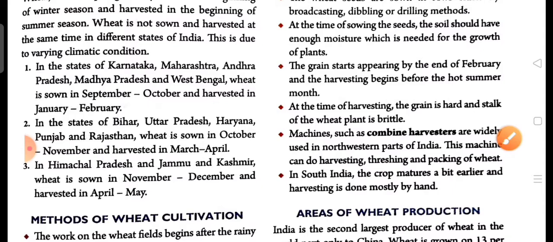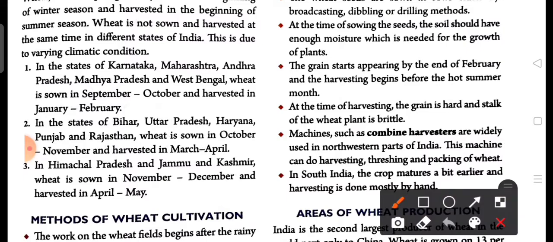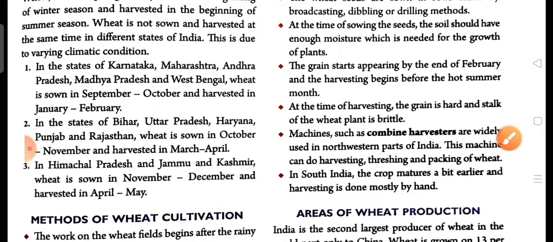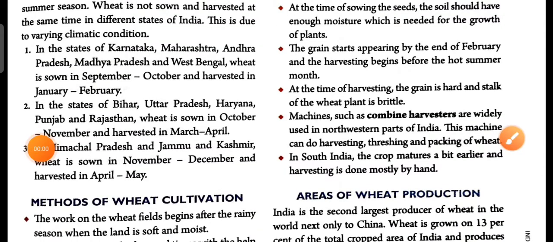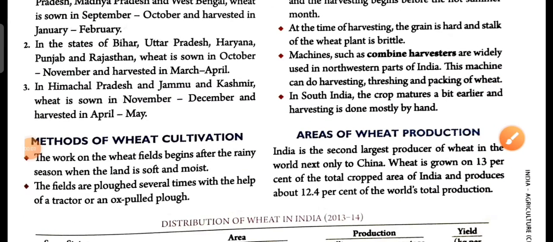We know here that in South India the crops mature a little bit earlier and the harvesting is done by hand. And why does it mature early? Because in South India the winter is short and the summer comes very early. So these are the methods of wheat cultivation that are followed for the maximum growth of wheat.